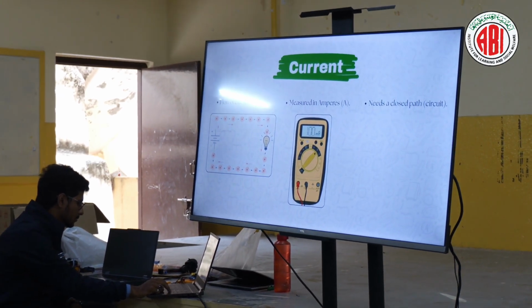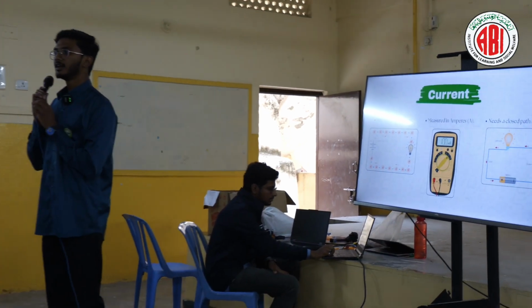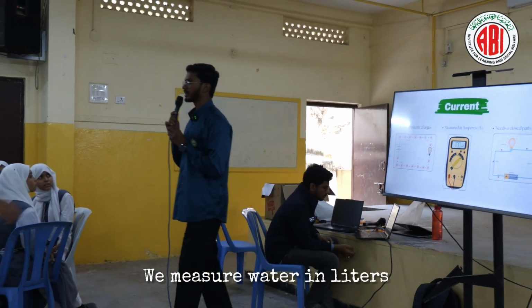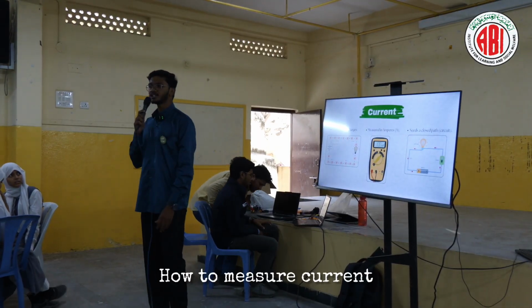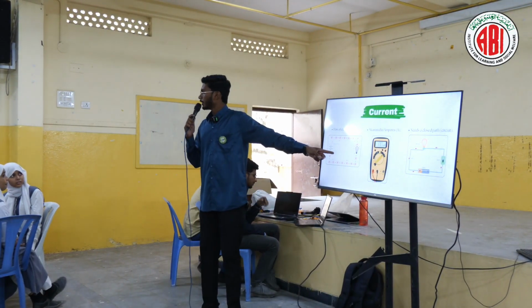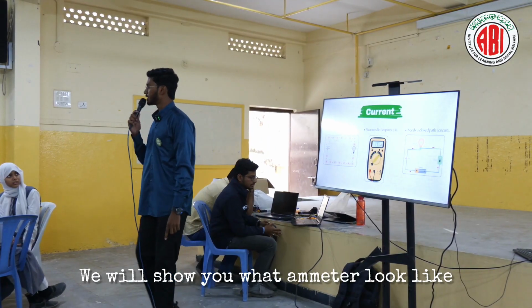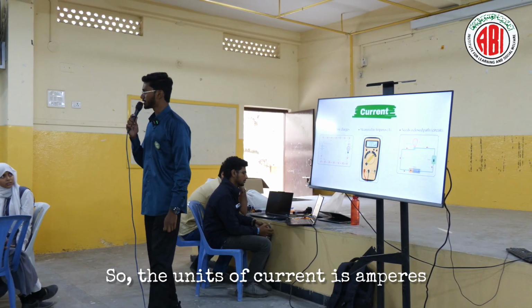Okay? Now, we measure water also, right? We measure water in liters. Good. Likewise, we can measure current also. How to measure current? For measuring current, we will use an ammeter. Okay, we will show you what an ammeter looks like. So the unit of current is amperes.